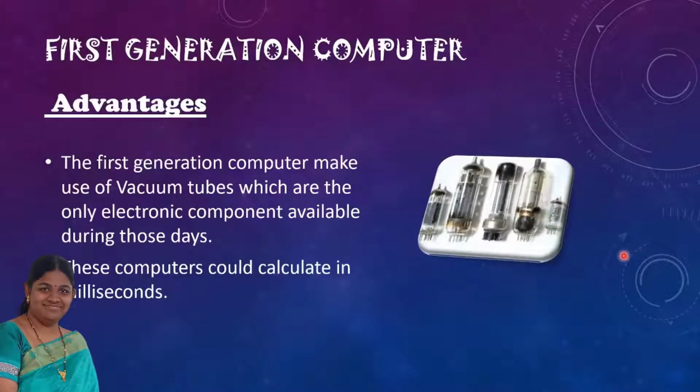The advantage of first generation computers is that vacuum tubes were used during those days. The first generation computers make use of vacuum tubes, which were the only electronic component available during those days. And these computers could do calculations within milliseconds.